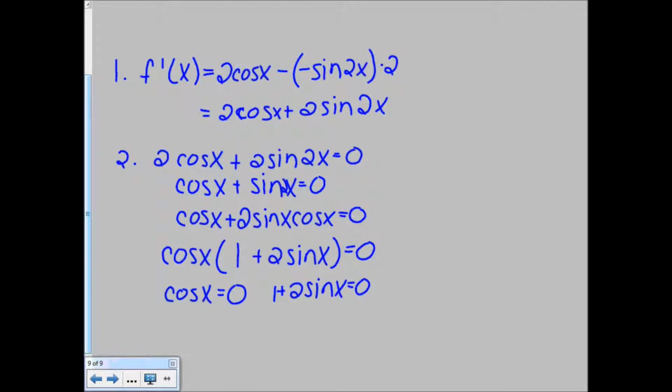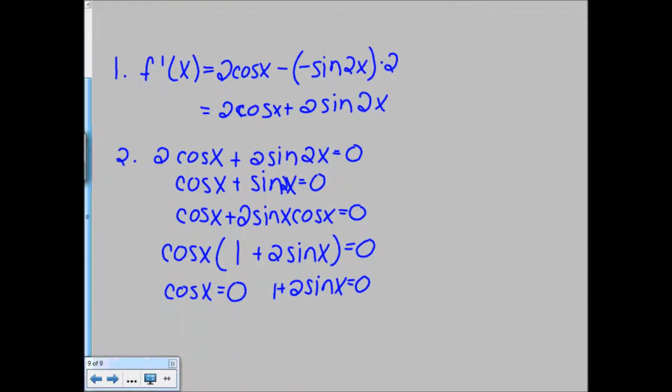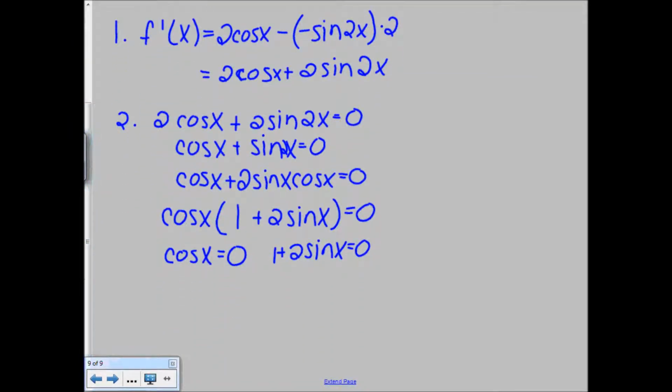Okay, so solving the first one, we want to look for points between 0 and 2 pi that have a cosine of 0. So we're looking for angles that have a cosine of 0, which means on our unit circle, we're looking for points that have an x-coordinate of 0, which is going to give us that x is equal to pi over 2 and 3 pi over 2 using our unit circle.